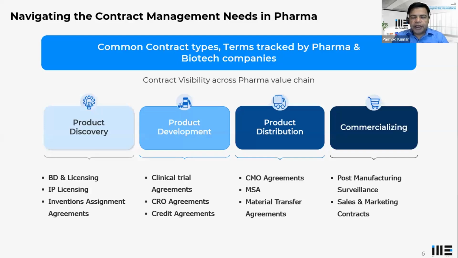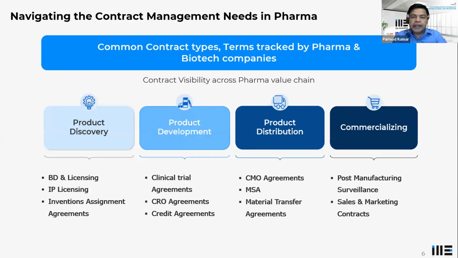Now, if you speak about the overall product life cycle of pharma, most of the contracts are built, formed, and monitored in the product discovery stage, which includes BD and licensing, which we will be discussing in detail today. Apart from that, there are other areas like IP licensing, invention assignment agreements, and multiple agreements which are signed between small biotech companies and large pharma, and between institutes, universities, and pharma.